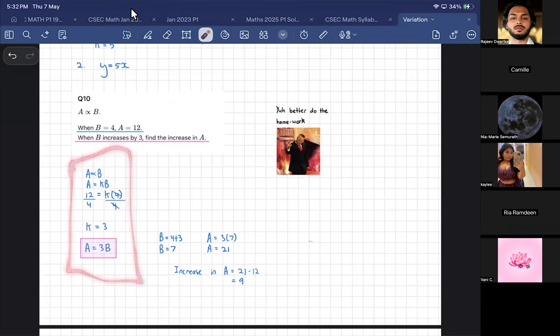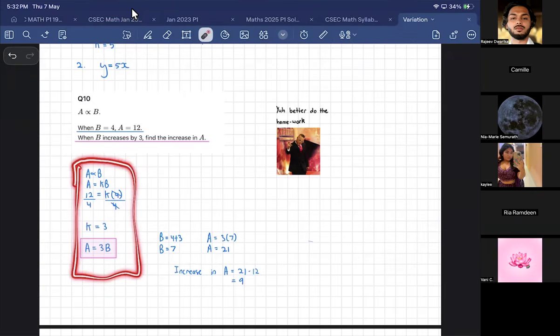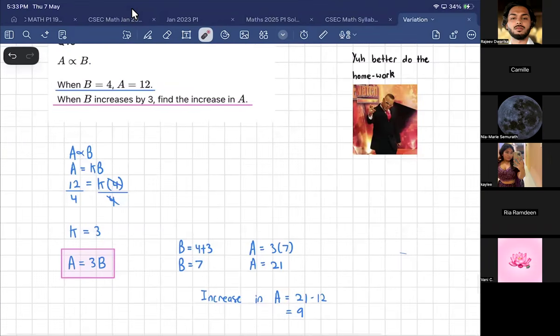Okay, I'll try. A is directly proportional to B, so we have to find the equation that brings A and B together. So A equals KB. K is the constant of proportionality. And then we have to substitute the figures for the letters. So we're going to plug in the actual values for A and B, and then 12 equals K.